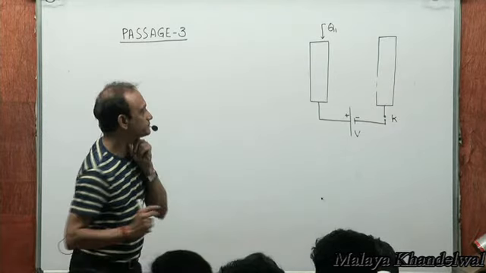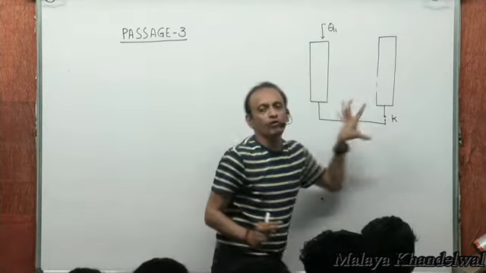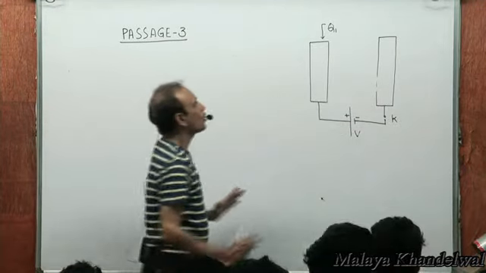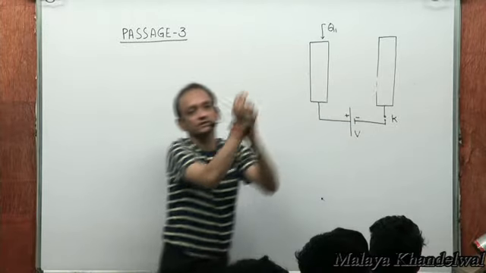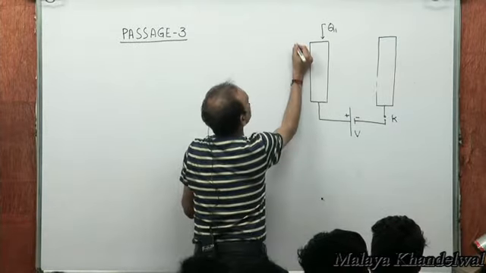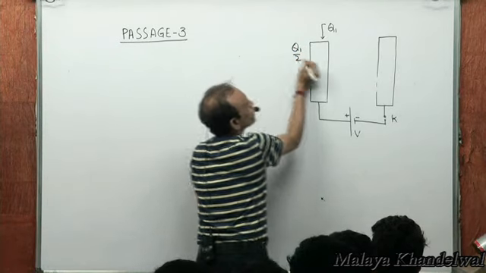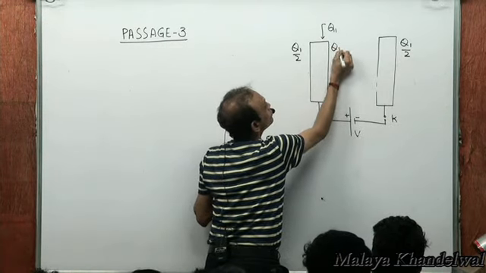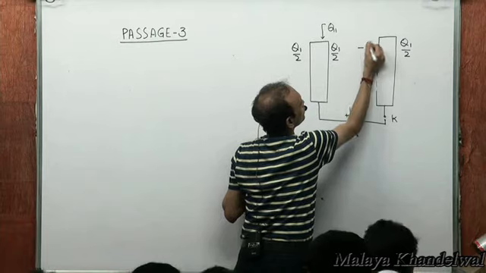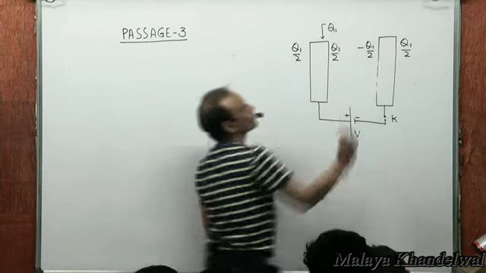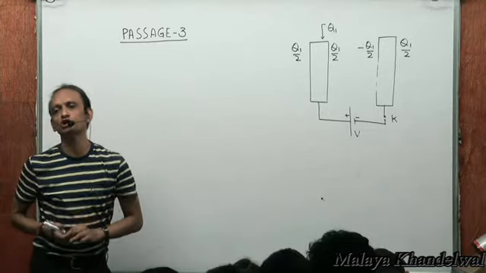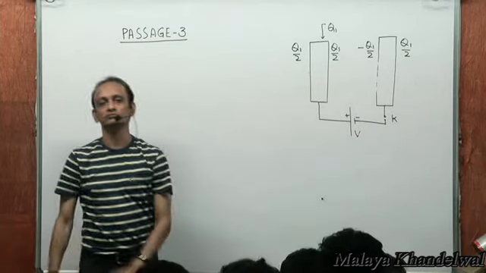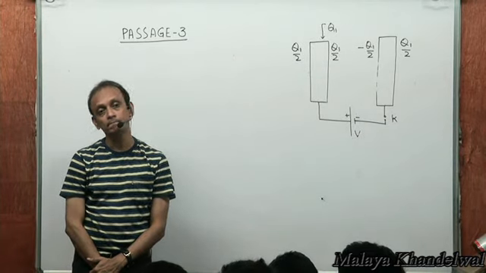This is the objective. Now, even before I activate this switch, what would be my charge distribution on the four surfaces? Q1 by 2 precisely on the two outer surfaces, and Q1 by 2 and minus Q1 by 2 on the inner ones. Yes or no? This would be my initial charge distribution on the four surfaces before I enable this switch. How about it? Right?